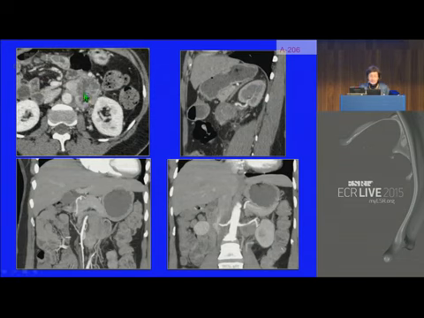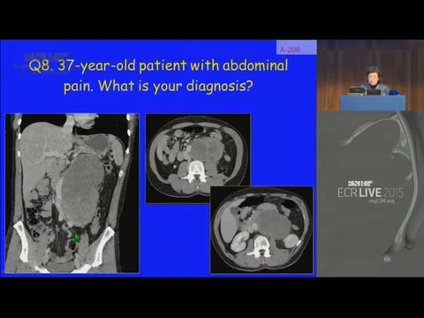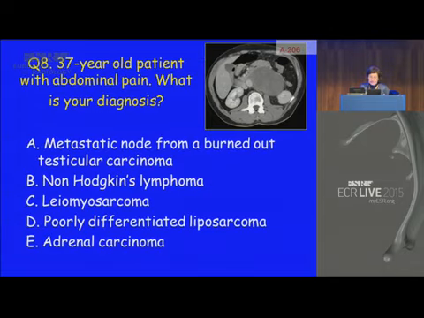As in this example of leiomyosarcoma, with no invasion of the renal vessels nor of the superior mesenteric artery. And the last question, this is a patient with abdominal pain. What is your diagnosis? Is it a metastatic node from burned out testicular carcinoma? Is it a non-Hodgkin's lymphoma, a leiomyosarcoma, and other differential diagnoses?